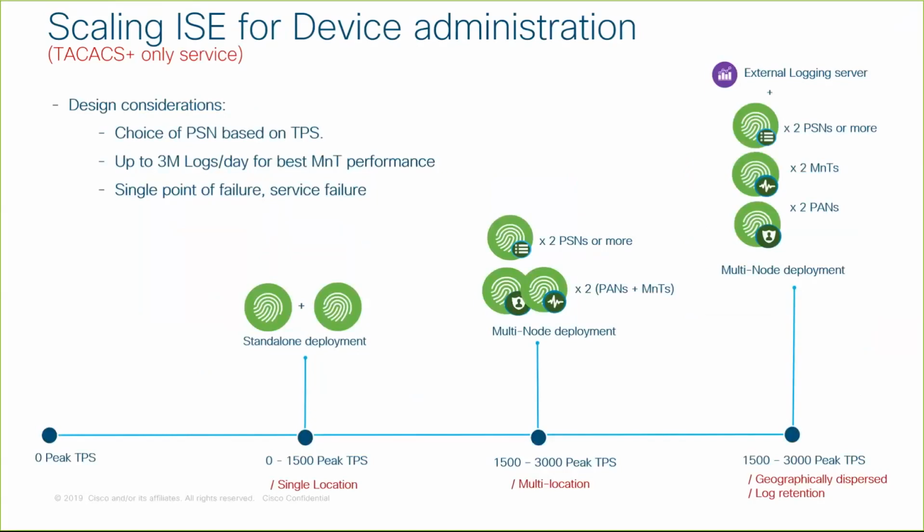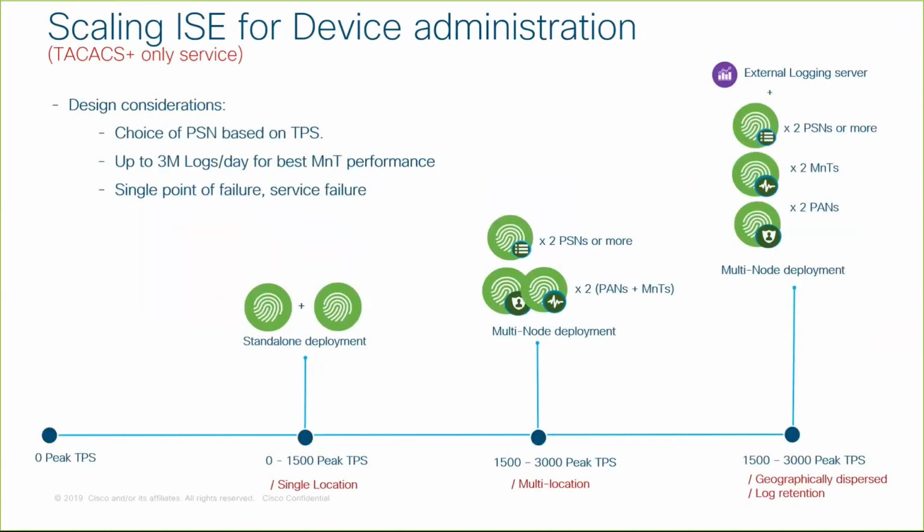Now, if you look at this graph, you have the transactions per second at the bottom. The horizontal line represents the transactions per second. It starts with 0 transactions per second, where nothing happens. Then anything between 0 to 1,500 transactions per second, or if you have a single site, single location, you could go with a standalone deployment with an HA pair.